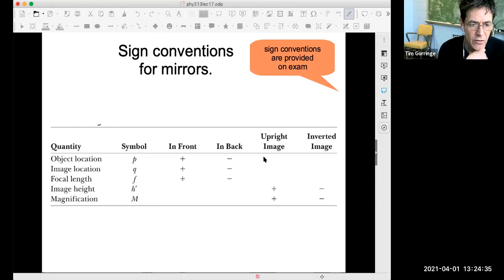Focal lengths, right? The focal length is behind the mirror. That's a concave mirror, convex mirror. If the focal length is positive, that's a convex mirror. It will be in front of the mirror. And magnifications: if the magnification is positive, that's an upright image. If it's negative, that's an inverted image.